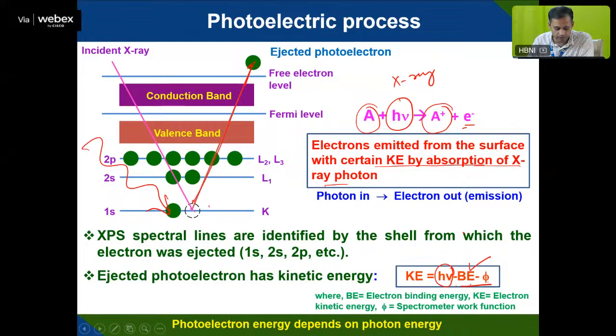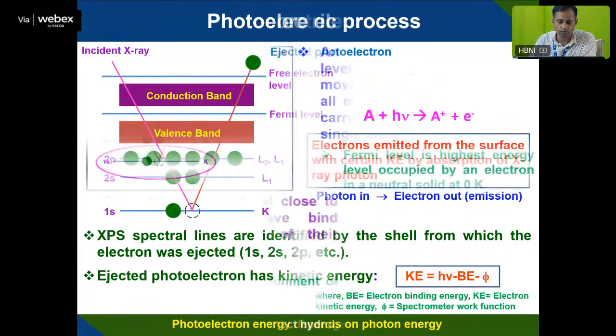The photoelectron energy depends on the photon energy. Whatever energy the electron bears will depend upon how much photon energy you are exciting with. If this equation is satisfied, only then will you eject a photoelectron with some kinetic energy. Here you can see there are many electrons: the 1s electron, the 2s electron, the 2p electron.